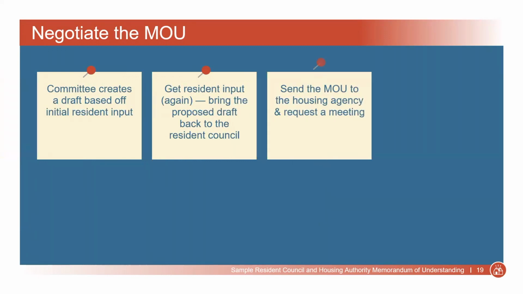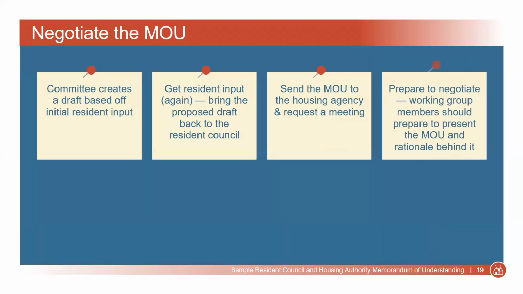Next, you will then begin the negotiation process. Send the MOU to the housing agency and request a meeting to discuss the MOU and how to implement it. Give the housing agency time to respond, but follow up if you do not get a response in a few weeks.